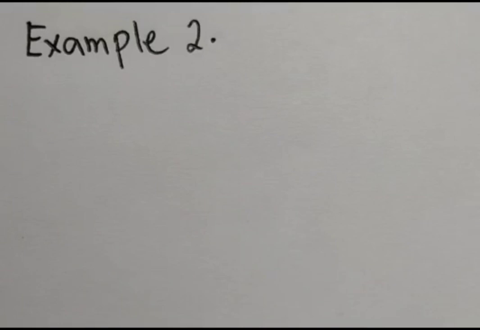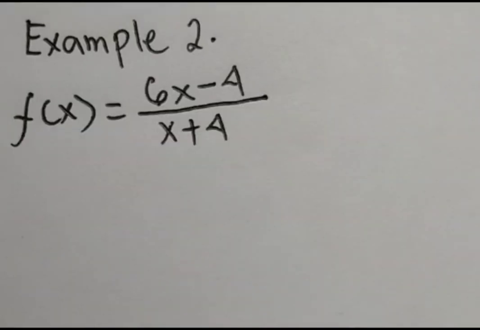I will give you another example. We have here f of x is equal to 6x minus 4 over x plus 4. Let us answer first the vertical asymptote. Again, when you are going to find the vertical asymptote, you just need to focus on the denominator. Then equate the denominator to 0.